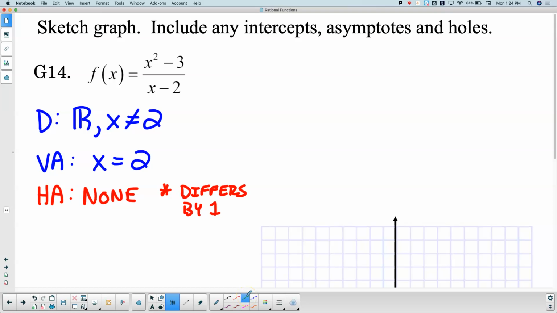Stoner, what's next? Which one first? I like the y-intercept. Okay, good, because that's step number three on our sheet, the y-intercept. Yeah. What's the y-intercept of this function?